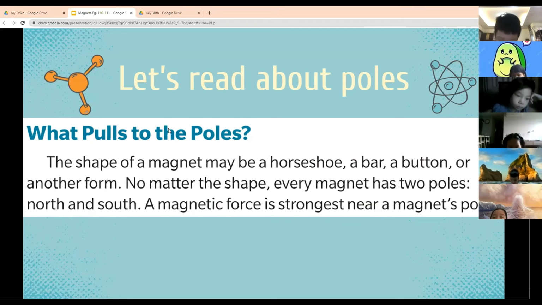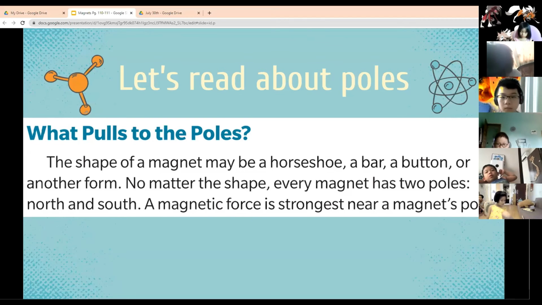You guys have discovered about the magnetic poles, but let's read about them. Puppy, could you read the first sentence for us? The shape of a magnet may be a horseshoe, a bar, a button, or another form. Okay. Taylor, can you read the next sentence? No matter the shape, every magnet has two poles, north and south.